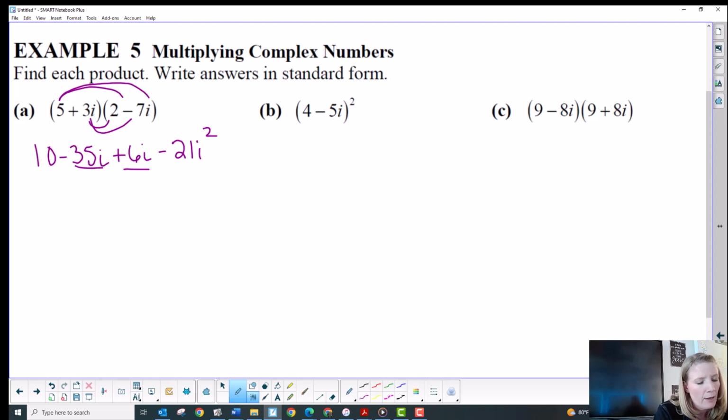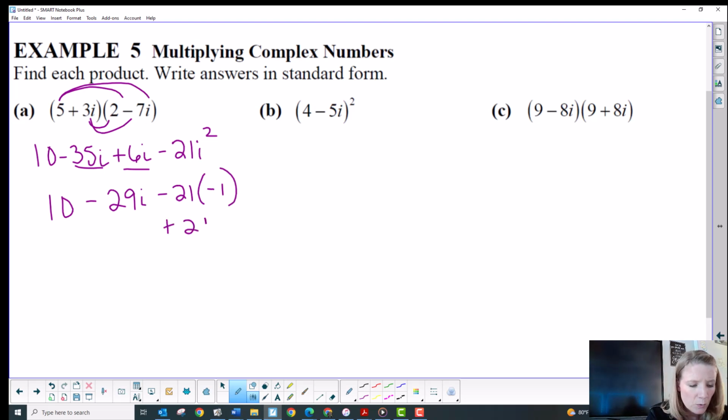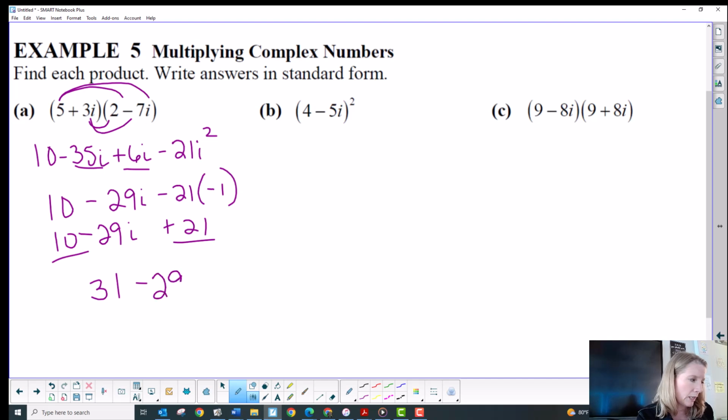Now, go ahead and combine the negative 35i and the 6i. That's negative 29i. Bring down the 10. And then that's minus 21 times, remember that i squared is negative 1. So technically that's plus 21. So bring everything down. Then we combine the 10 and the 21 and get 31 minus 29i.